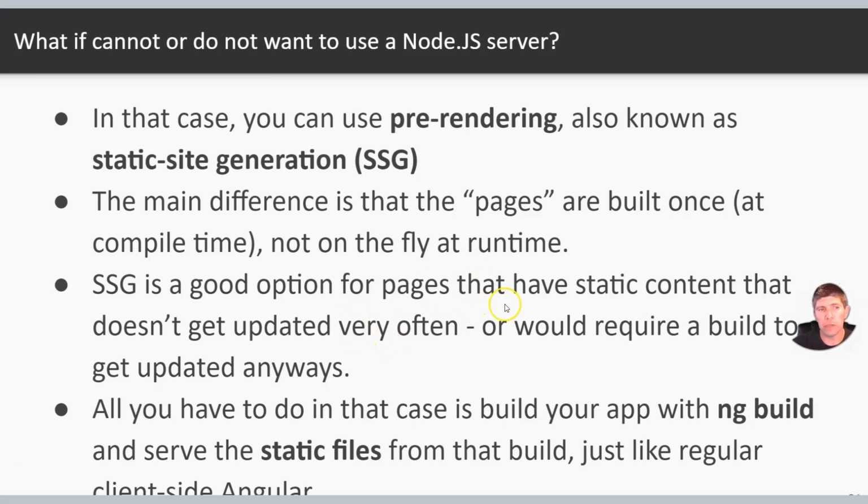So it's pretty good for static content that doesn't get updated very often, or would require a build to be updated anyways. And so all you have to do in that case, if you want to use SSG, is run ng-build, which compiles your code, and then you can serve the static files from that build, just like a regular client-side Angular app.